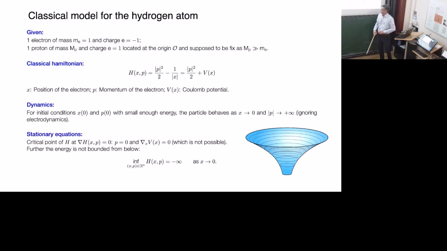You could also look at the stationary equations. You take the Hamiltonian, you differentiate with respect to momentum and position, and this is not possible with this kind of potential, and it reveals that the Hamiltonian over the phase space is unbounded from below. So you can find sequences such that the energy goes further and further down. So if you have a Hamiltonian that is not bounded from below, there's an unstable configuration, and this motivates the introduction of quantum mechanics.